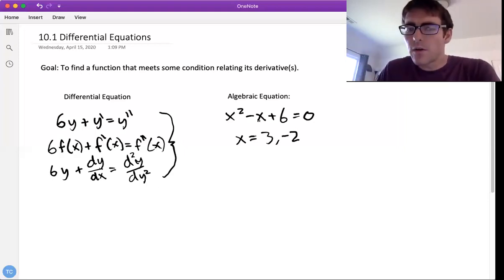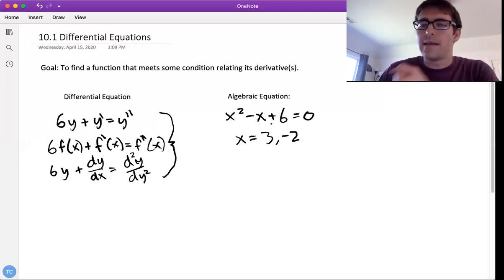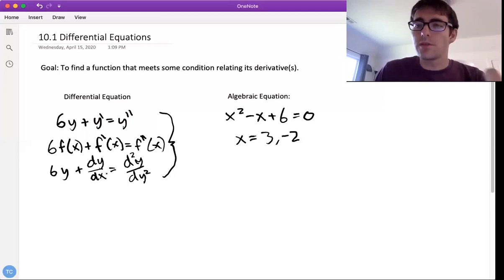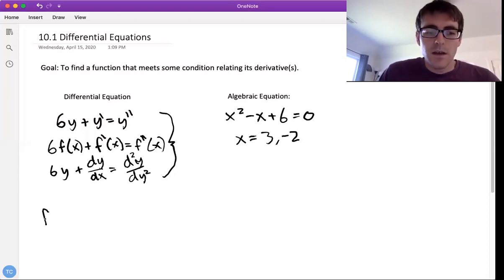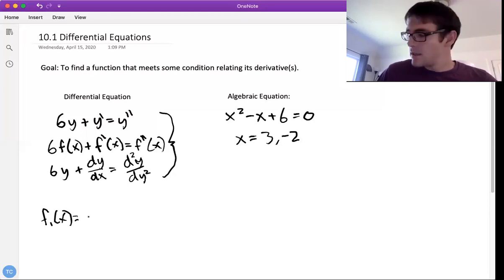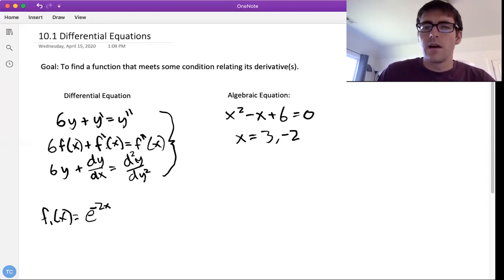So with our algebraic equation, we wanted some number that made the equation work. Now we're looking for some function such that if I take that function and maybe also take a couple derivatives and plug those things into our equation, then it holds. We're going to be talking a lot about how we can come up with these functions, but I wanted to point out that f1 of x being e to the negative 2x works for this equation. And we can check that.